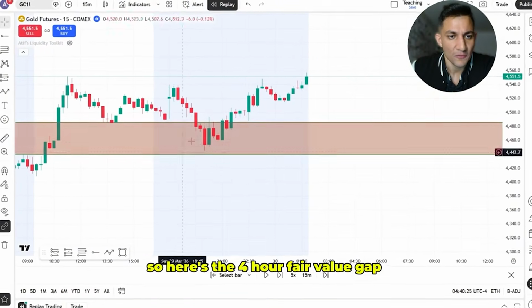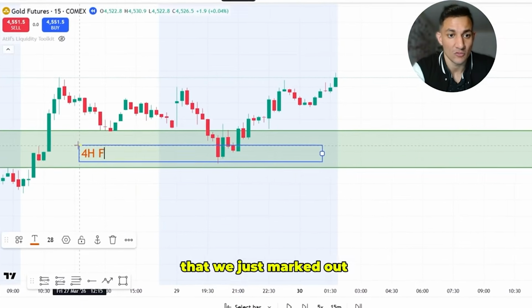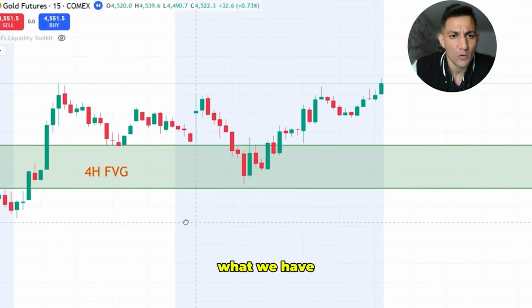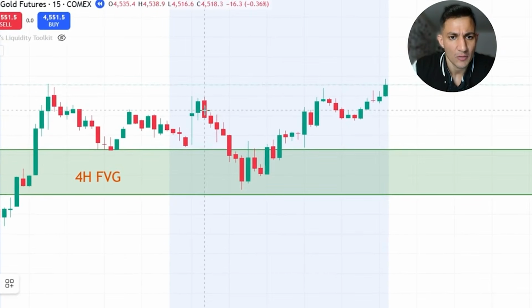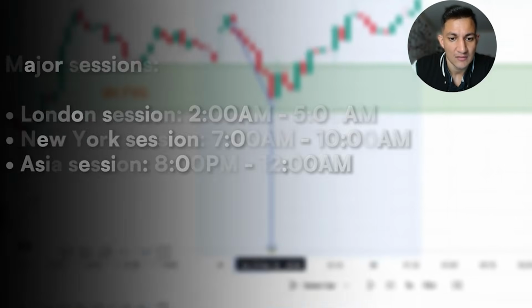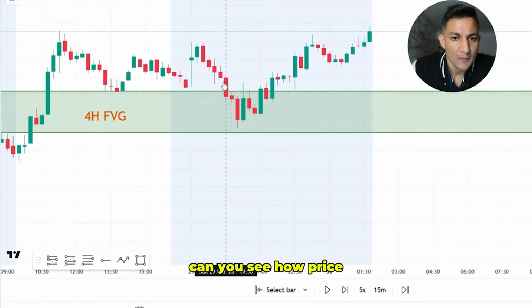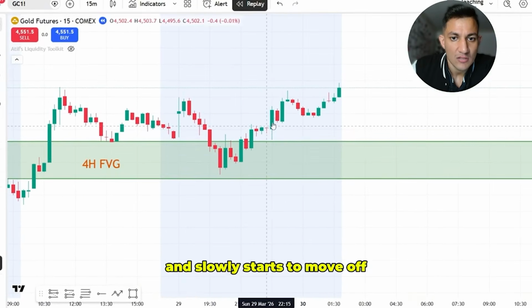So here's the 4-hour fair value gap that we have. Let me just quickly mark this out for you. This is the one that we just marked out on the higher time frames. What we have here is price hits the fair value gap at a key time of day. If you look right at the bottom of the charts, this is the Asia session, 8 p.m. What we're going to do, remove this off. Now, can you see how price hits the fair value gap and slowly starts to move off?